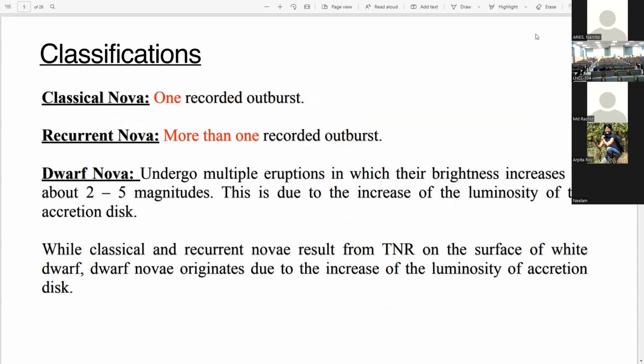On the basis of outbursts, we further classify these systems into three different types. Those systems which have shown only one recorded outburst are known as classical novae, and the systems with more than one recorded outburst are known as recurrent novae. The third type is dwarf novae. Dwarf novae also show multiple eruptions, but the main difference is that the outbursts in classical and recurrent novae are triggered by thermonuclear runaway, but in dwarf novae, the outburst is caused by an increase in the luminosity. In this presentation, I'm going to talk about the classical novae.